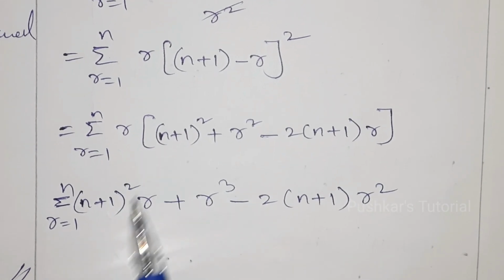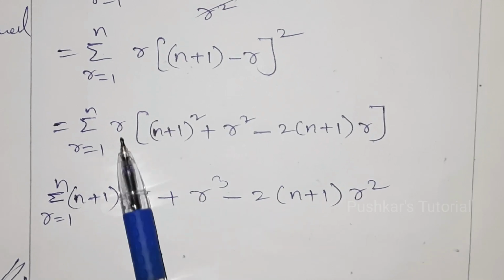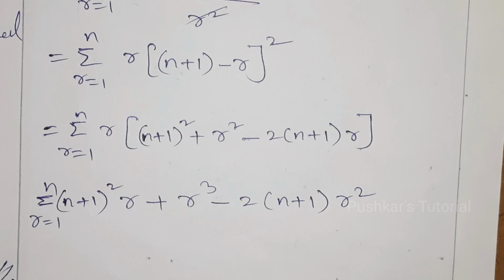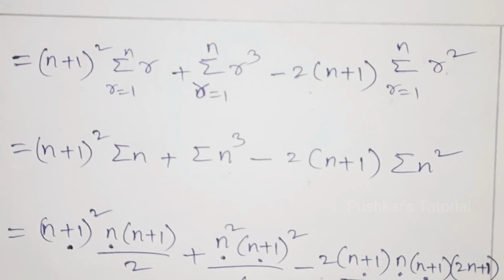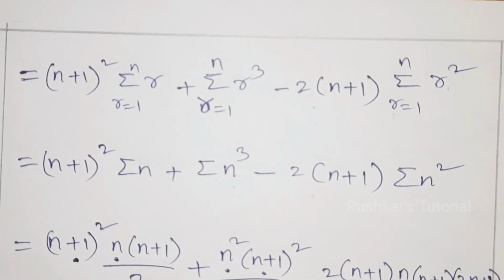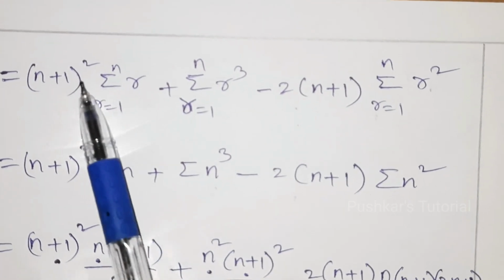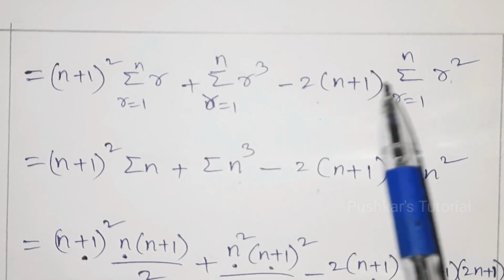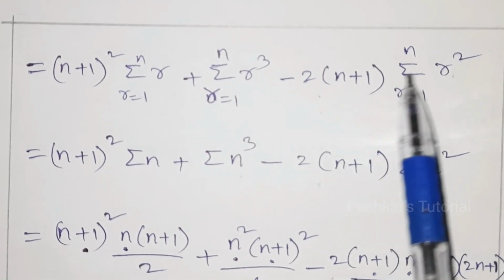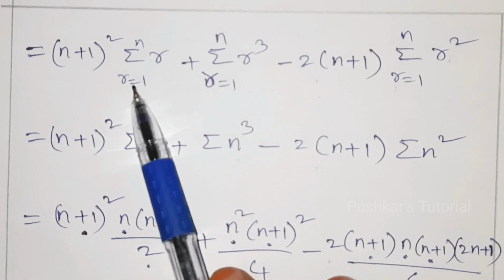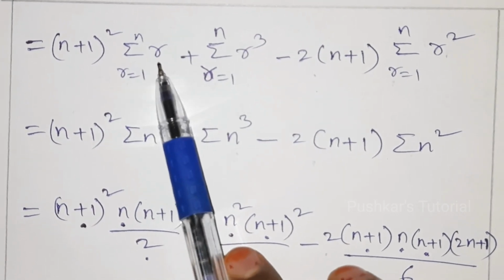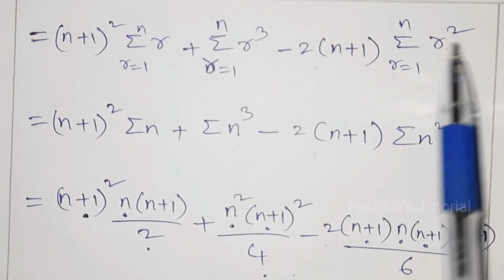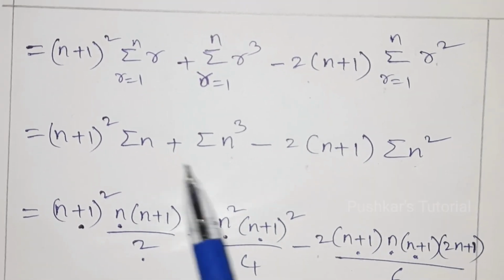So summation r into (n plus 1) whole square, r into r cube, r into r square. So n into 2 into n plus 1. Here summation only for r letter. So remaining are constant. So n plus 1 is constant in front, r is inside. Only r cube inside. Here 2 is constant, n plus 1 is constant. So r square is inside. So summation r is equal to 1 to n. R means what? Sum of the natural numbers only. So simply we can write summation n cube, summation n square, remaining as it is.